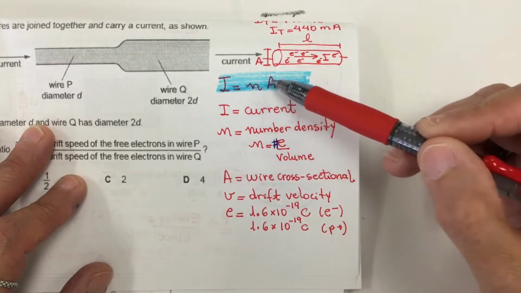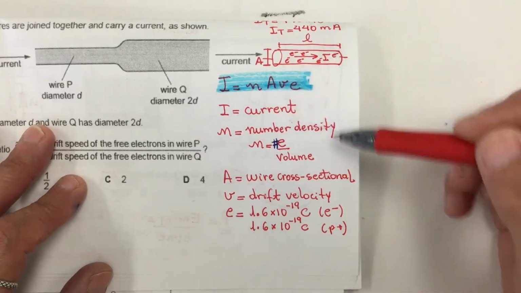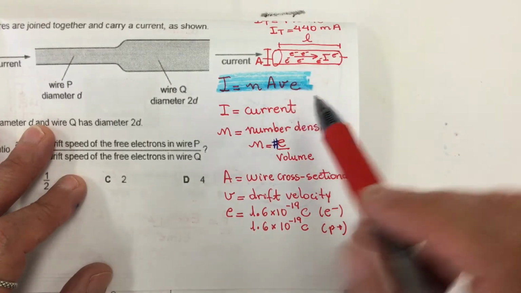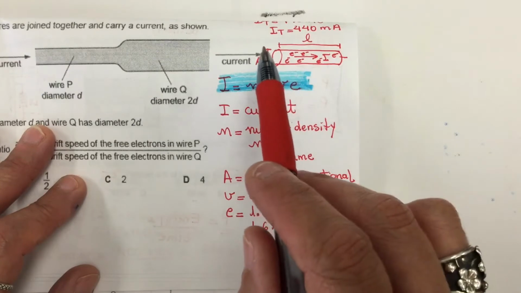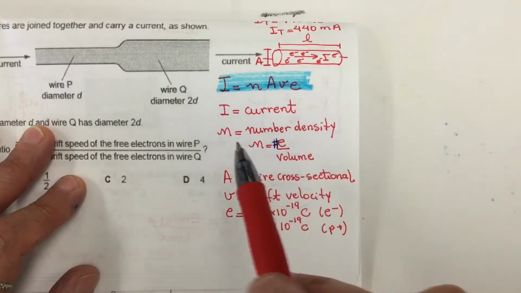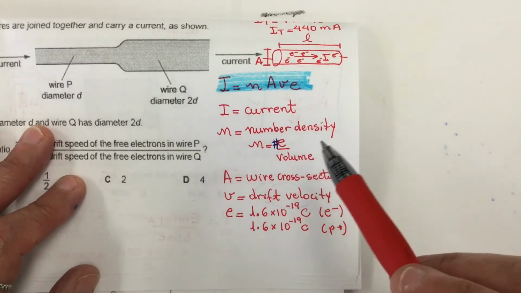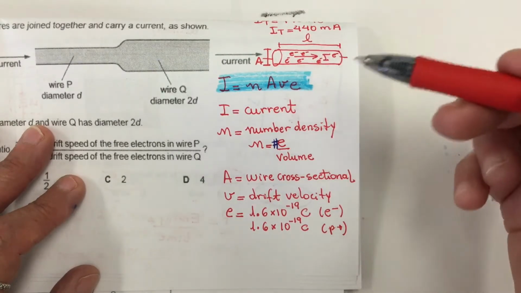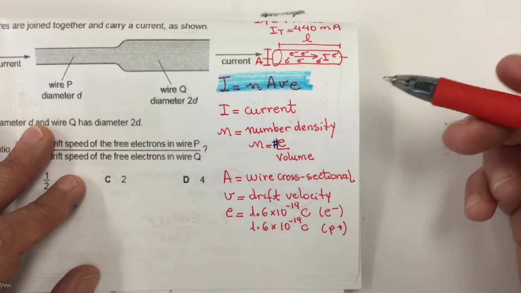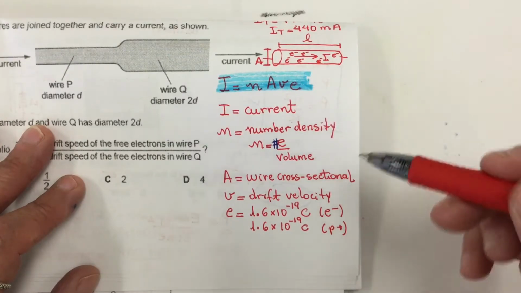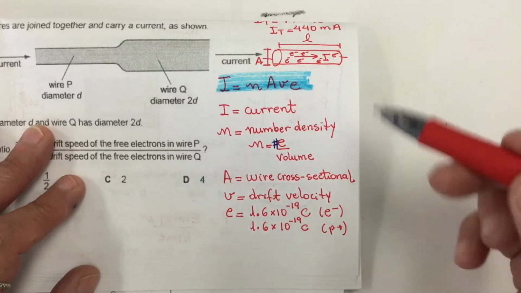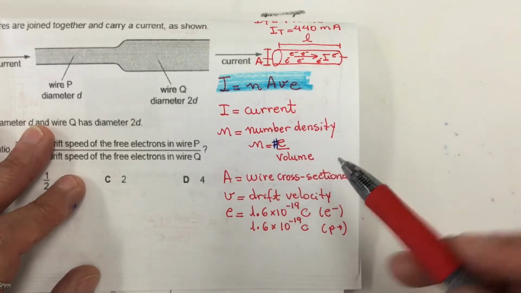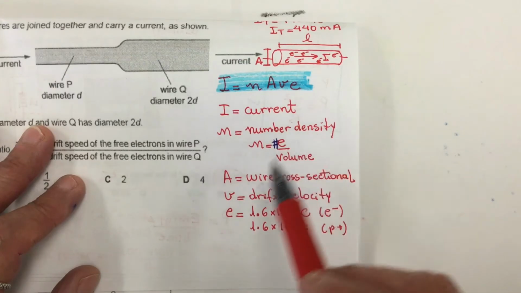I is equal to nAve. They are all related to a wire. So I is the current that is flowing in this wire. N is the number density, which means the number of electrons per volume. Just like regular density that we know, that is mass over volume. So in this case, it will be the number of electrons per volume. So that's called number density.